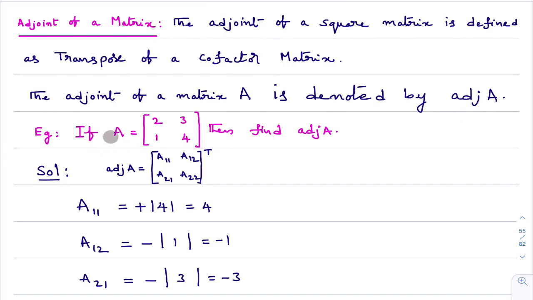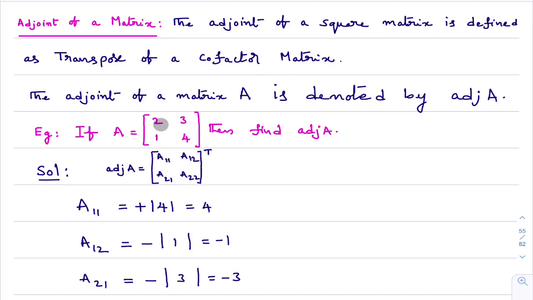See here, they given the matrix A. They are asking to find adjoint of A. Adjoint of this matrix we need to find. What is adjoint of a matrix? Adjoint of a matrix is transpose of cofactor matrix. See, transpose of cofactor matrix.